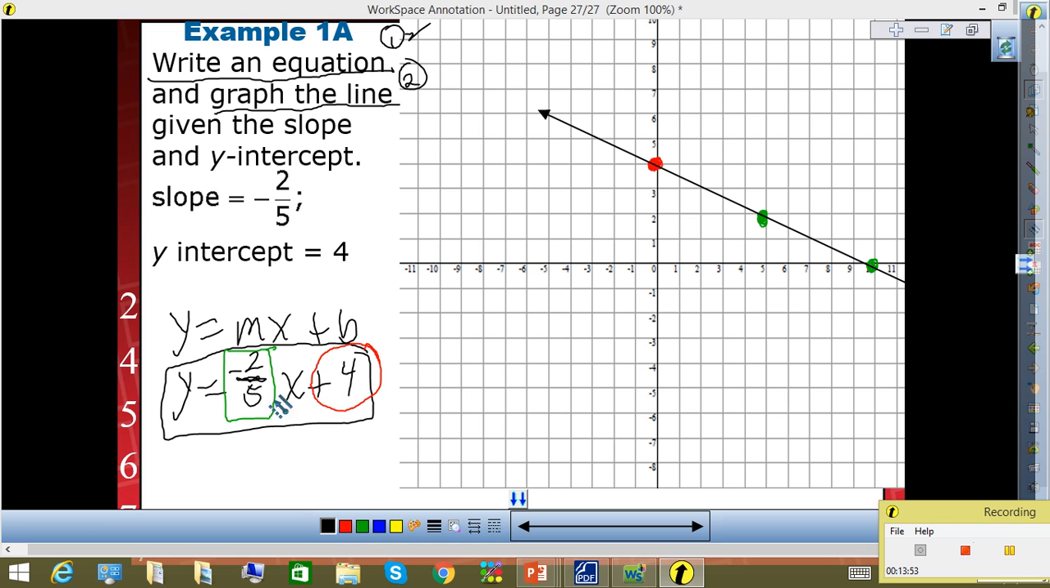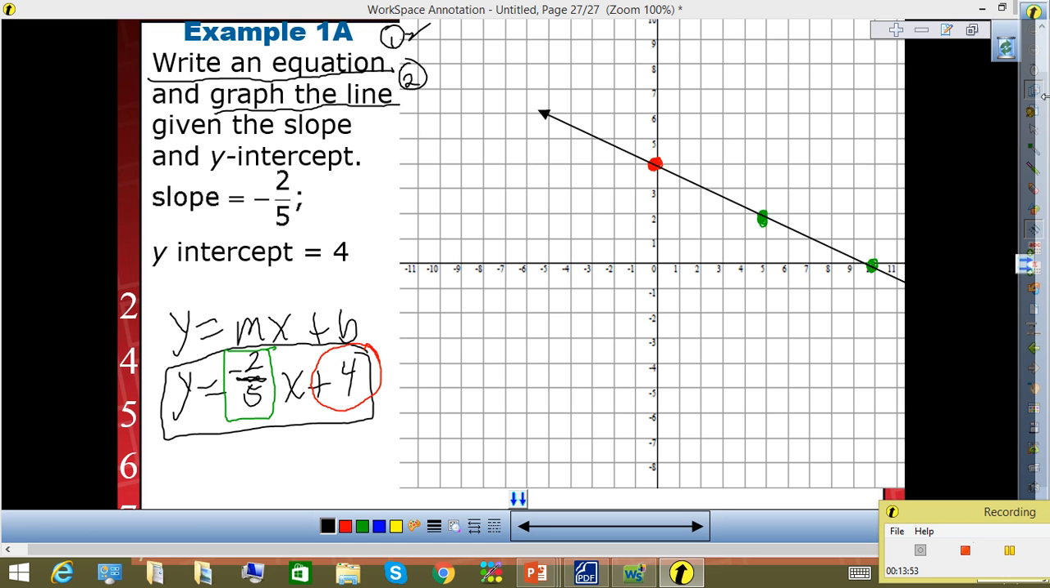To graph, all I need is my y-intercept and my slope. So I start with my y-intercept, that's 4. The slope tells me to go down 2 steps, 5 to the right from this point. 1, 2, 1, 2, 3, 4, 5. Plot my point. I do it again. And then graph my line. And that's it.